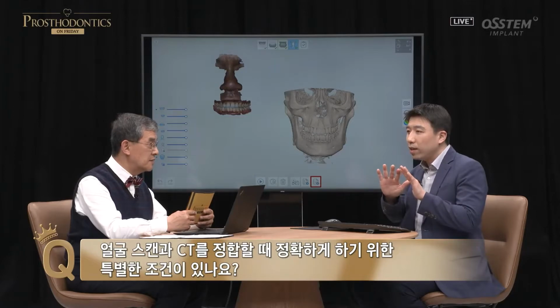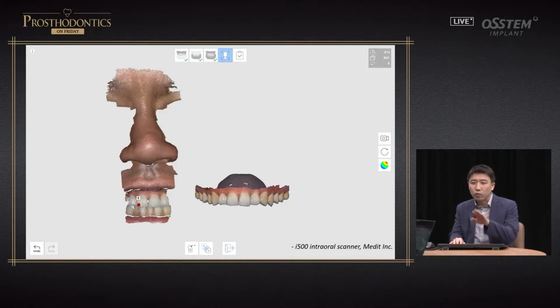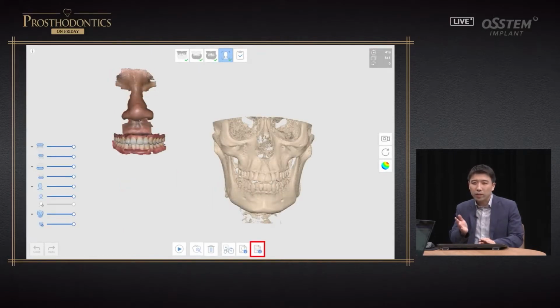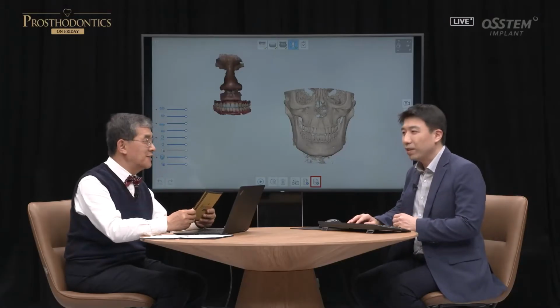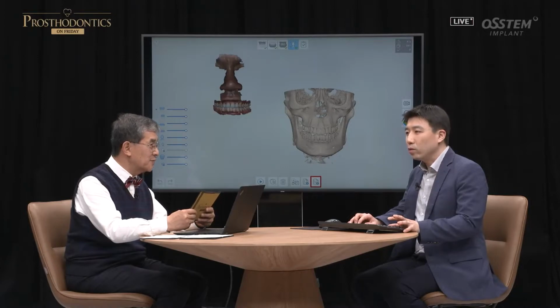In CT, there are some artifacts. You need to adjust the threshold so that you can see the teeth very well, and then you need to merge. As I've shown you, partially in facial scan data, dentition information is included. You need to first merge with the overall arch scan data and then merge with CBCT. You need to do that in order. Thank you. I'm going to carry on with my lecture.